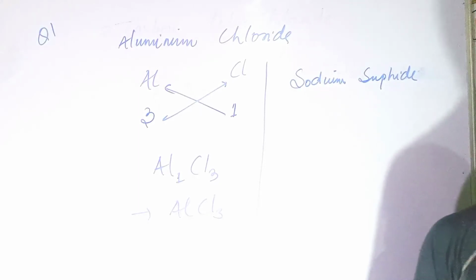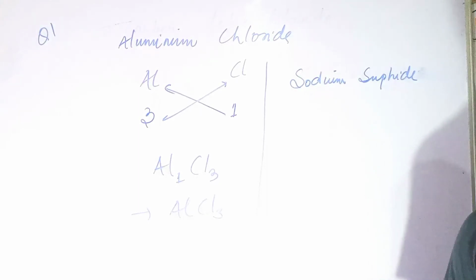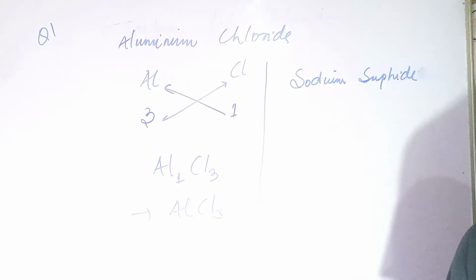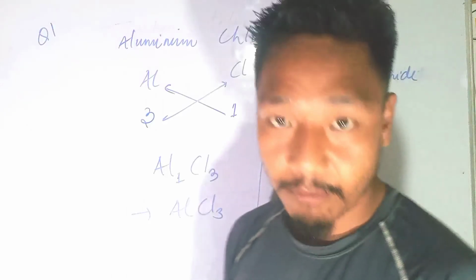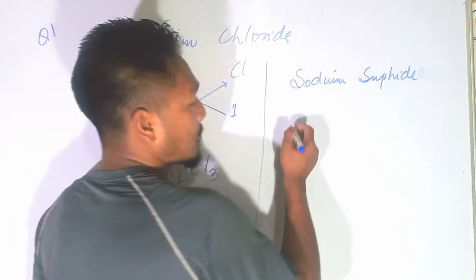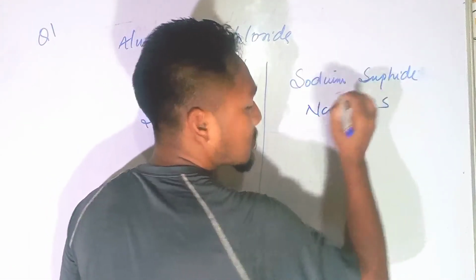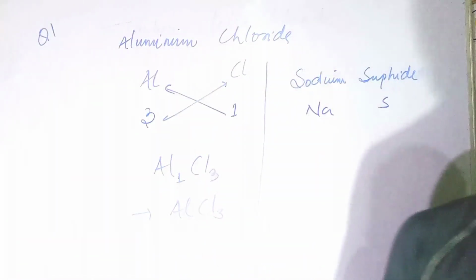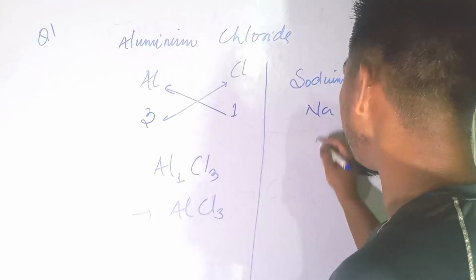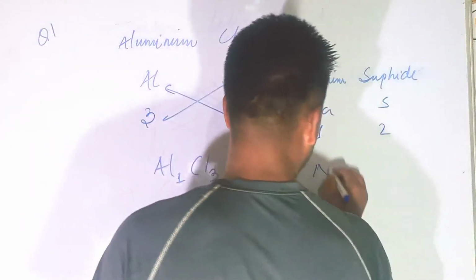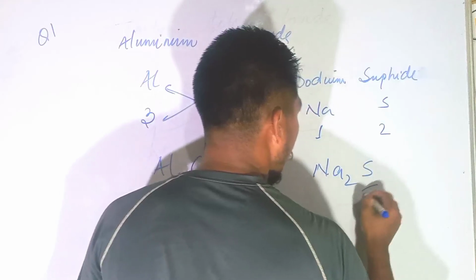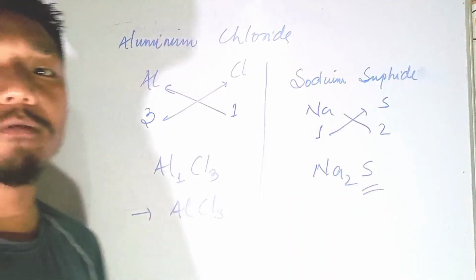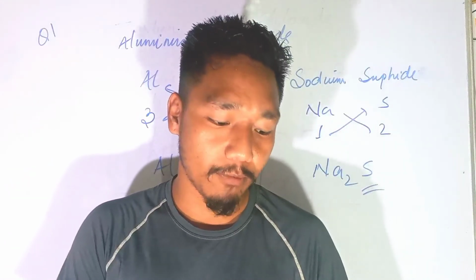What are the elements in sodium sulfide? Sodium is Na, sulfide is S. I already told you from the very beginning that sulfide has a valency of 2, and sodium is 1. Then intercross it, and we get Na2S. This is how we write the chemical formulas.